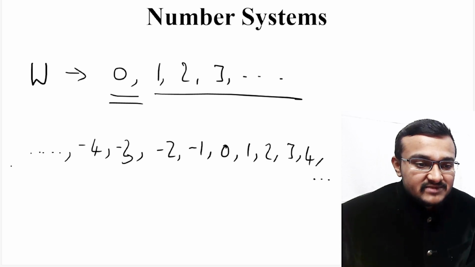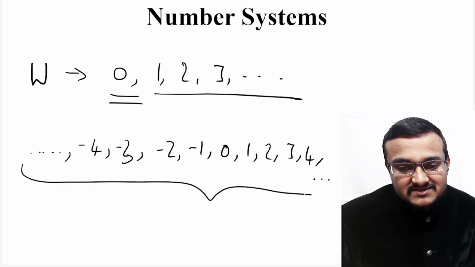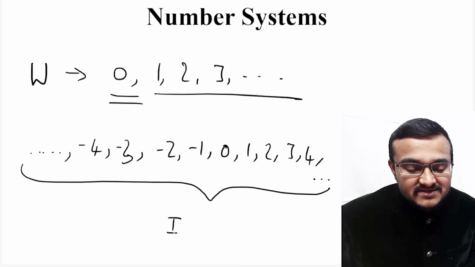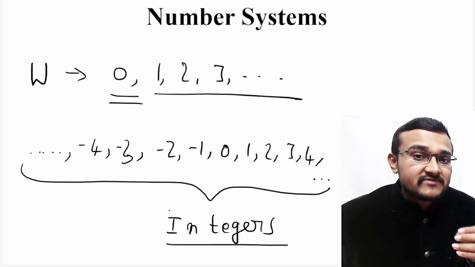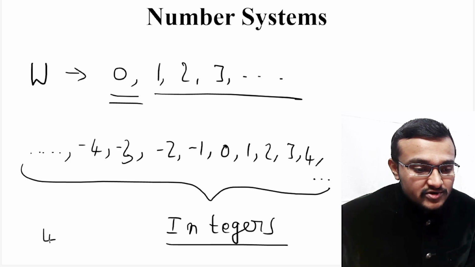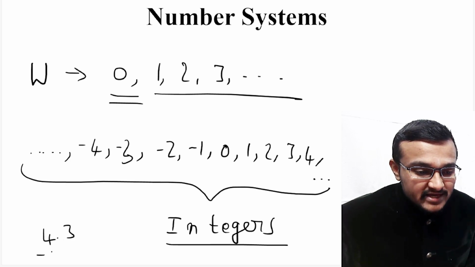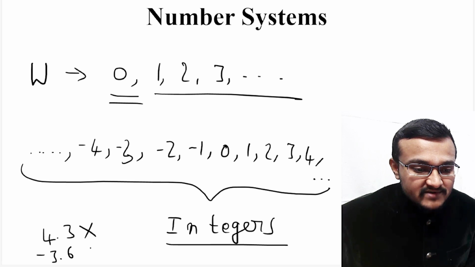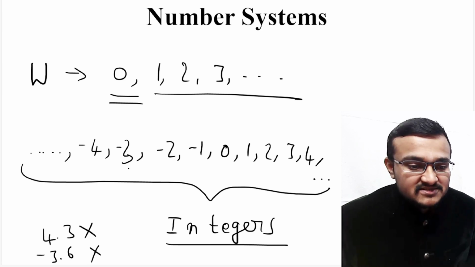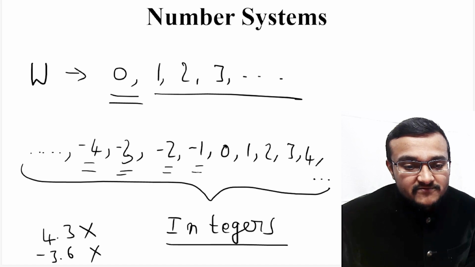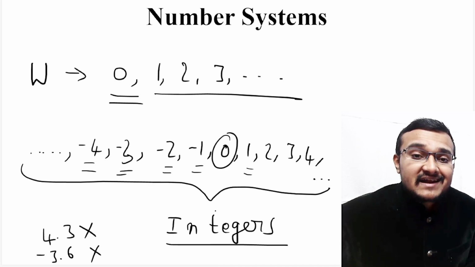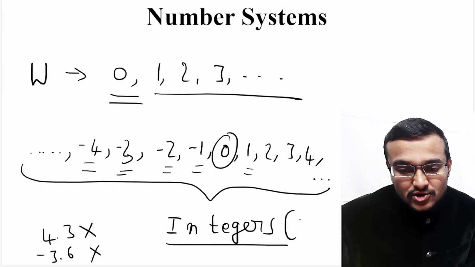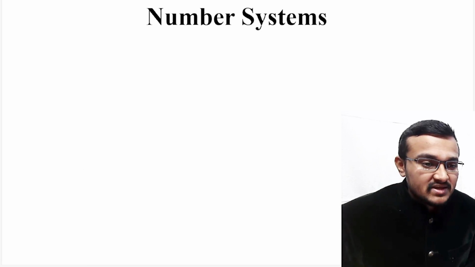So this entire system is known as integers. Even in integers, you don't have any kind of decimal numbers. For example, you don't have 4.3 or -3.6. These kinds of numbers are not possible in integers. You have to take the full numbers and the negative part of these natural numbers, including 0, under integers. You can call this capital I.